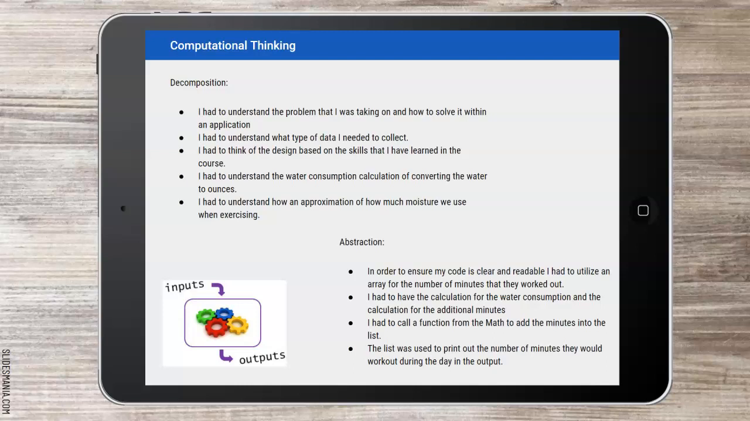My abstraction was to really ensure that my code was clear and readable. I utilized an array, a list, some conditional statements. I had to create some variables. I had to pull in some functions from Python to help me do the calculation.